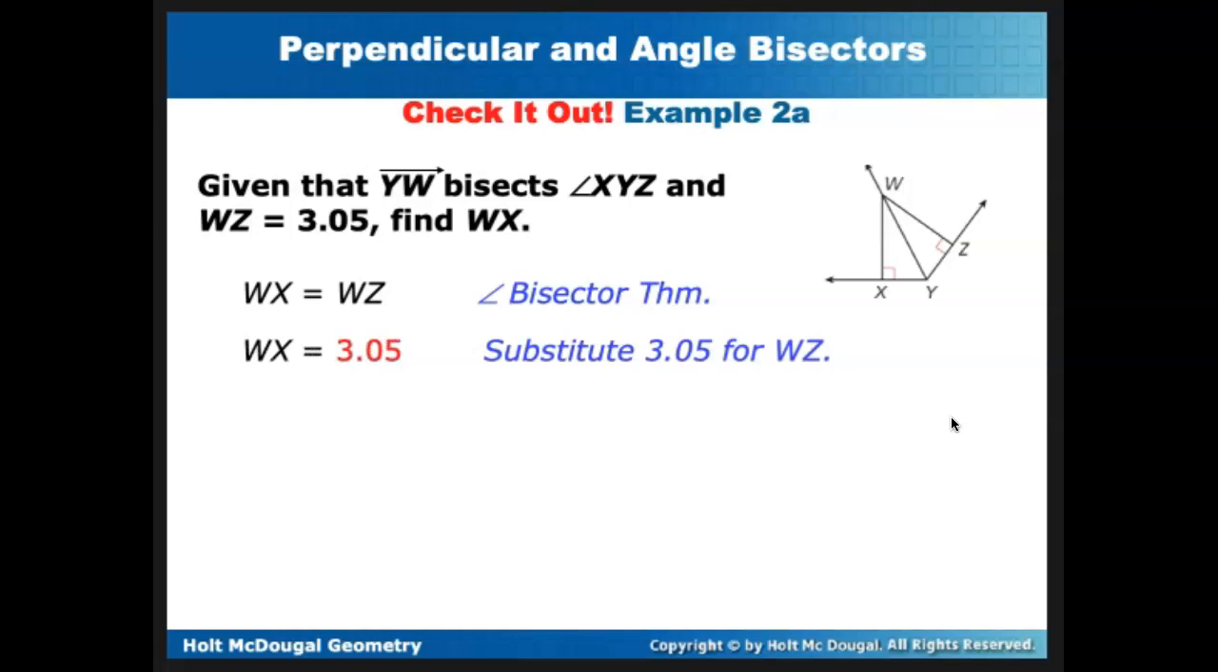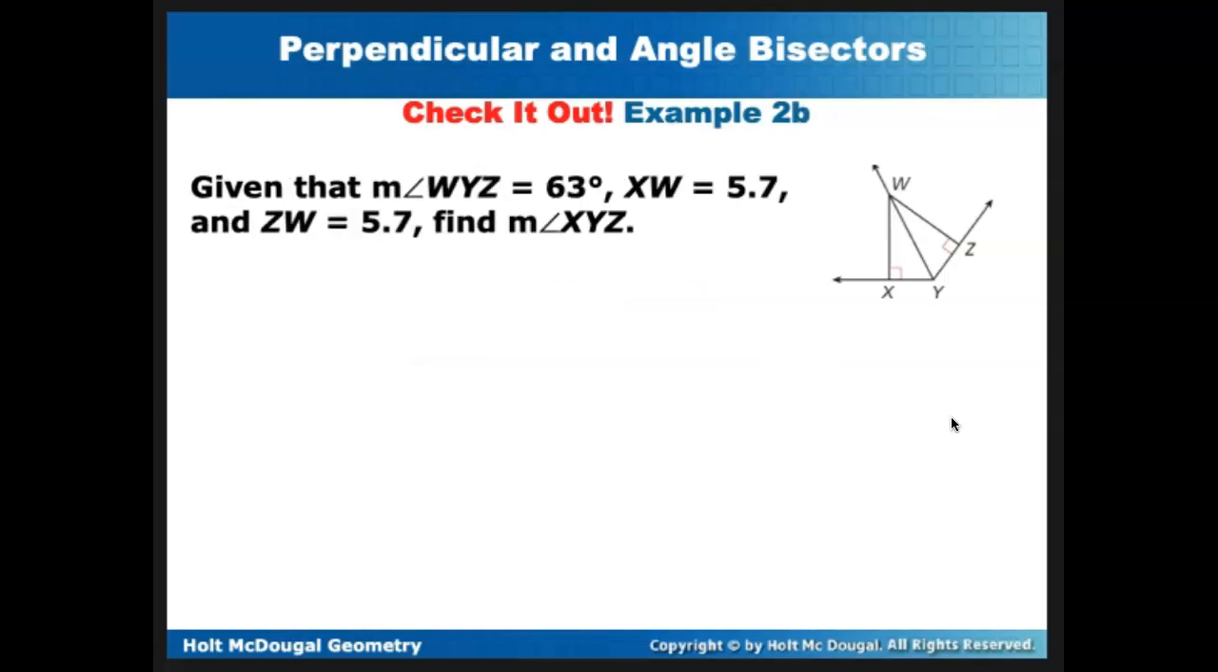So we are looking for WX, which should be the same as WZ, and we're given that WZ is 3.05. So WX is equal to 3.05 units. Try this one.